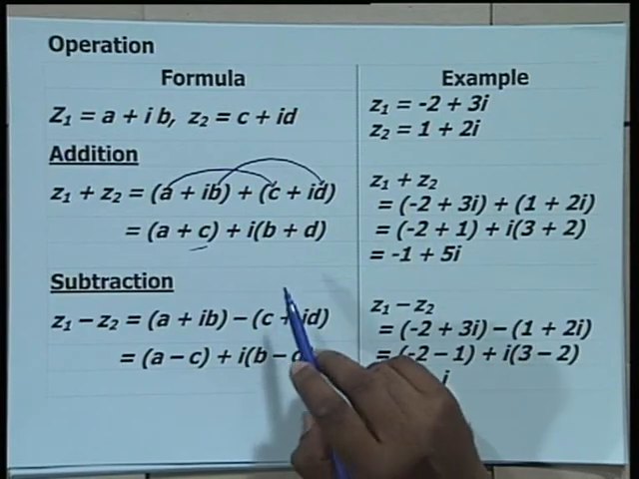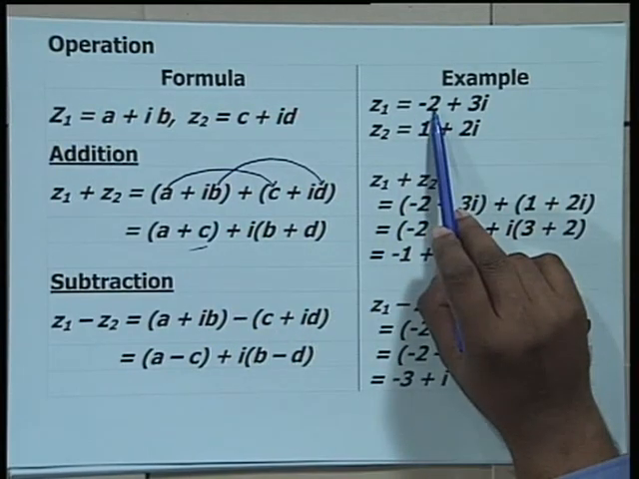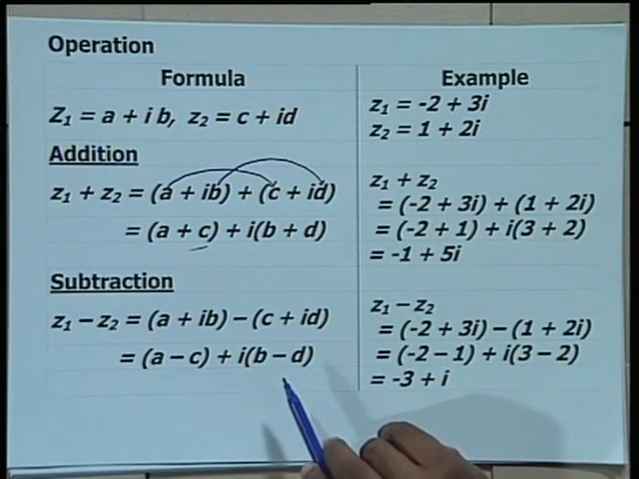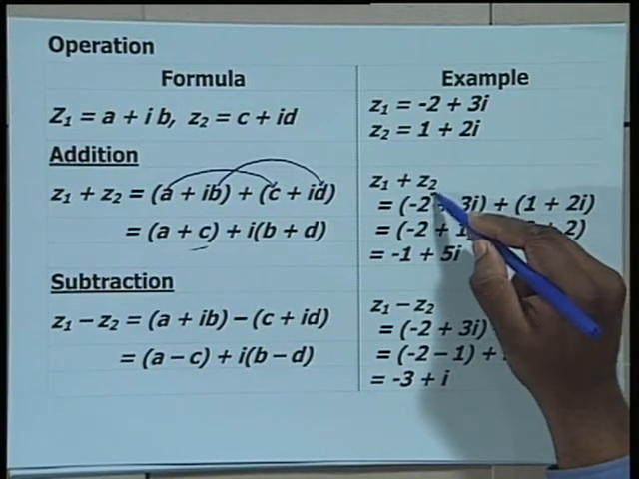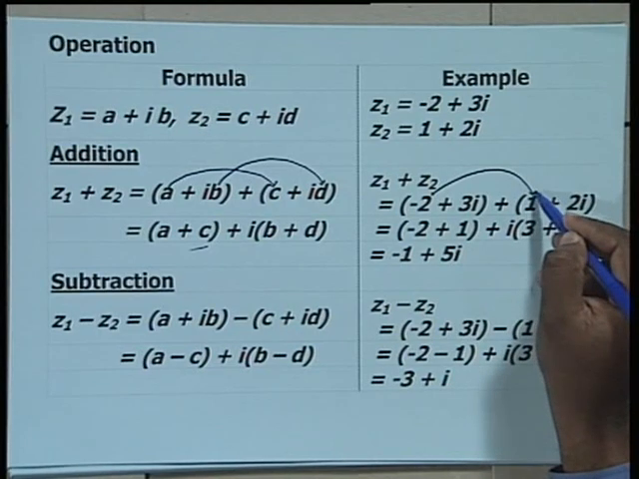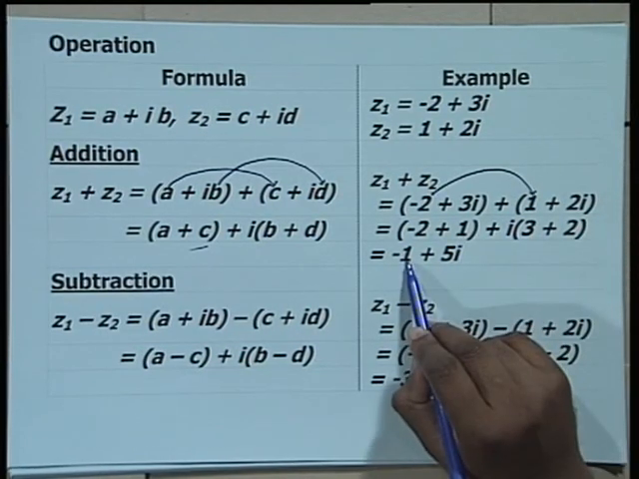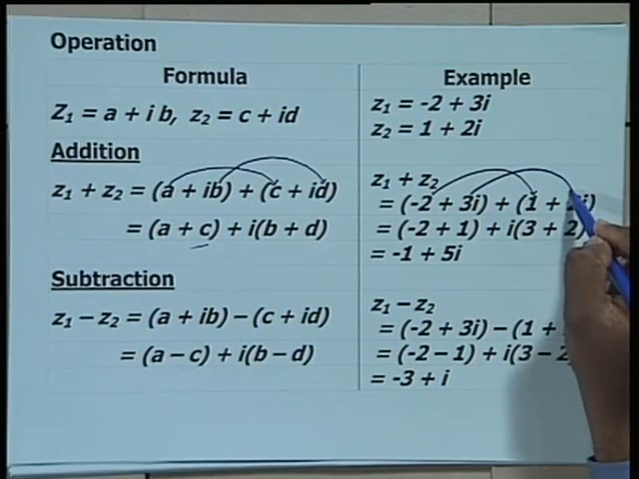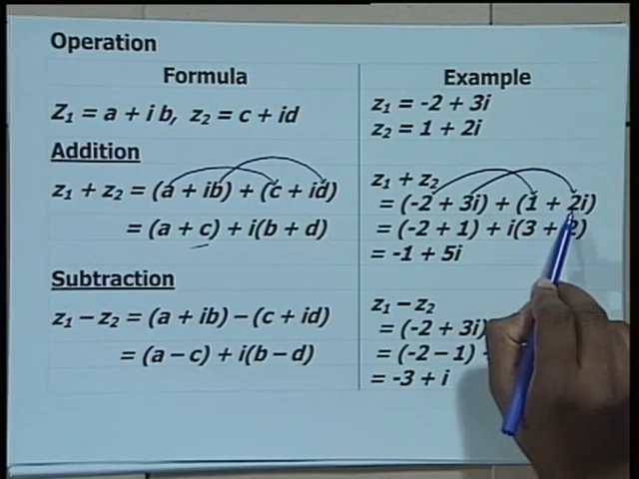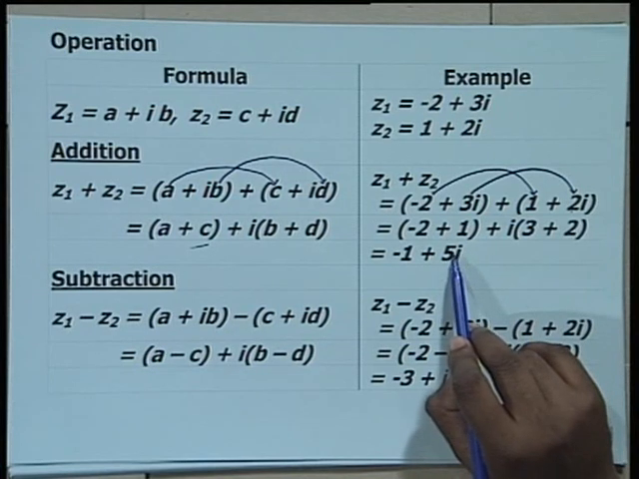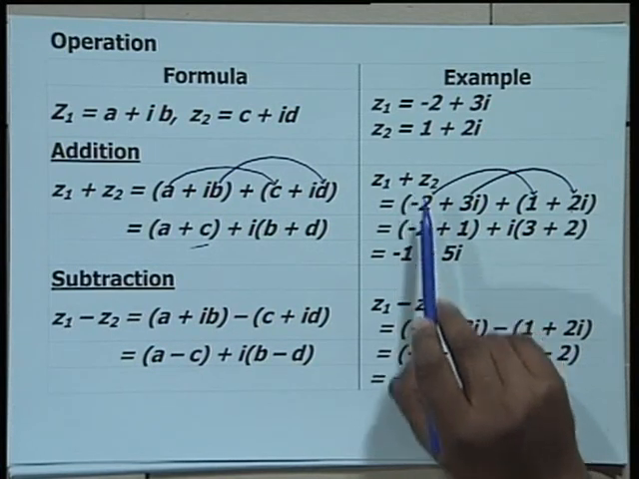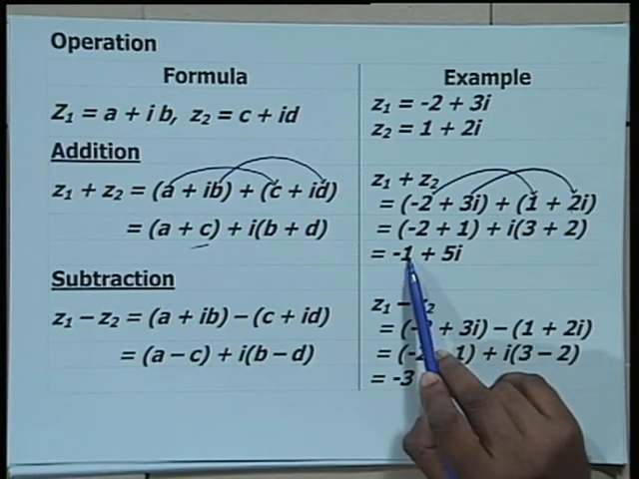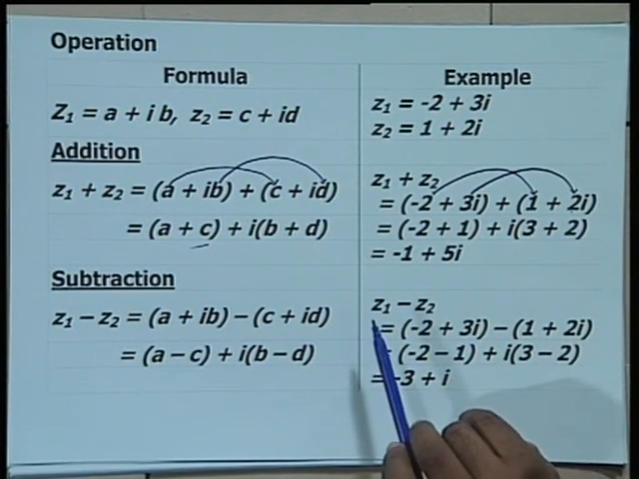Let's illustrate that by an example. Suppose z1 is minus 2 plus 3i and z2 is 1 plus 2i. To add the two complex numbers, we add the real parts, minus 2 plus 1, which gives us minus 1. We add the imaginary parts, 3 plus 2, which gives us 5i. So, minus 2 plus 3i plus 1 plus 2i is minus 1 plus 5i.